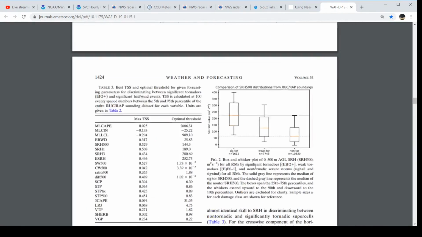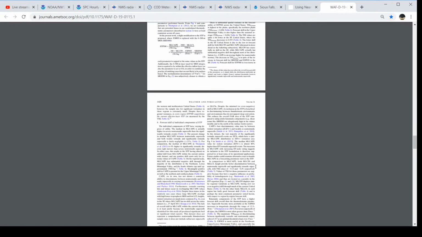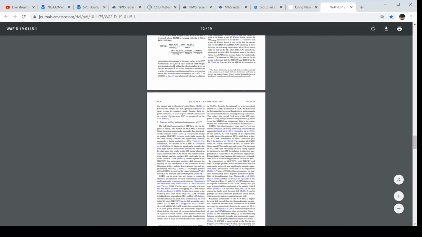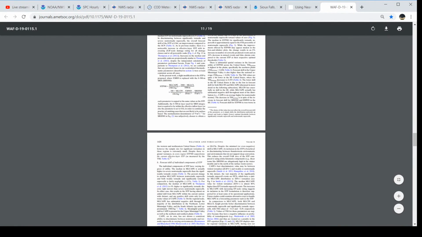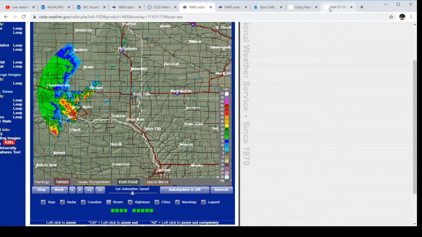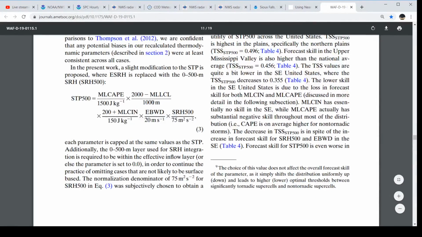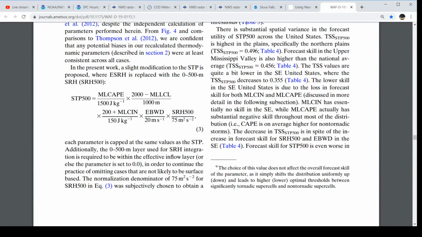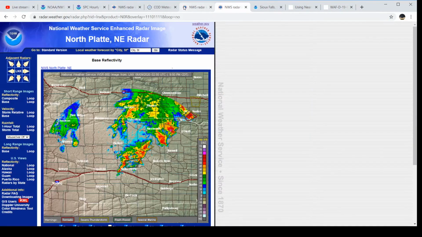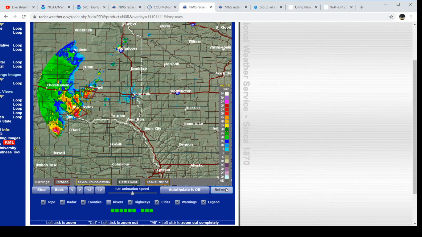So if y'all ever have time, I definitely recommend reading some of this and looking at the new STP parameters they have using the 0 to 500. So all they pretty much did is use almost the same formula, but they added the SRH to 500 with a 500 meter, which I found very fascinating.